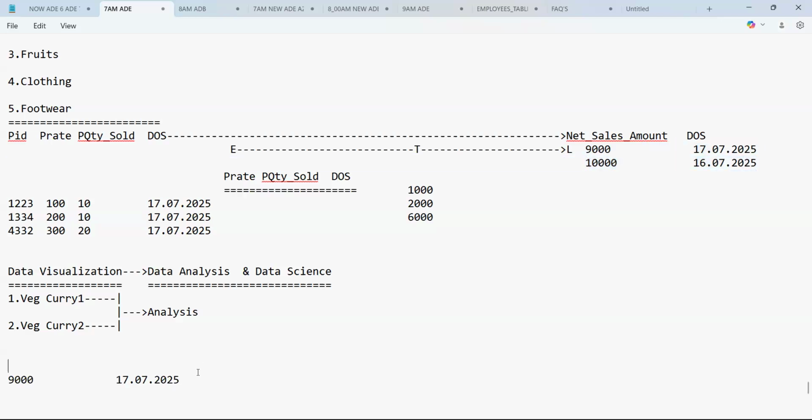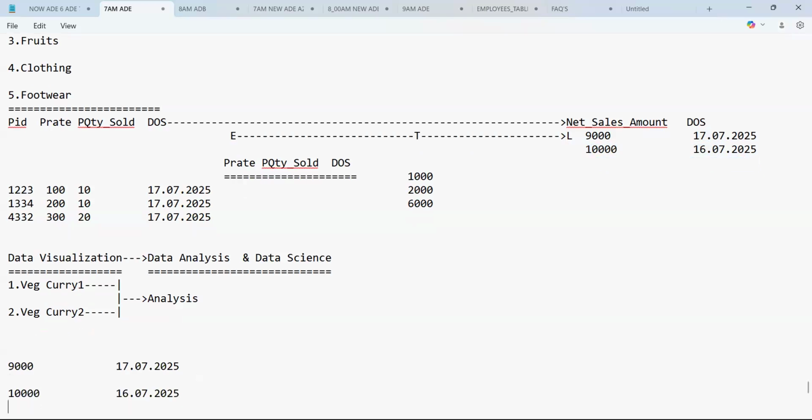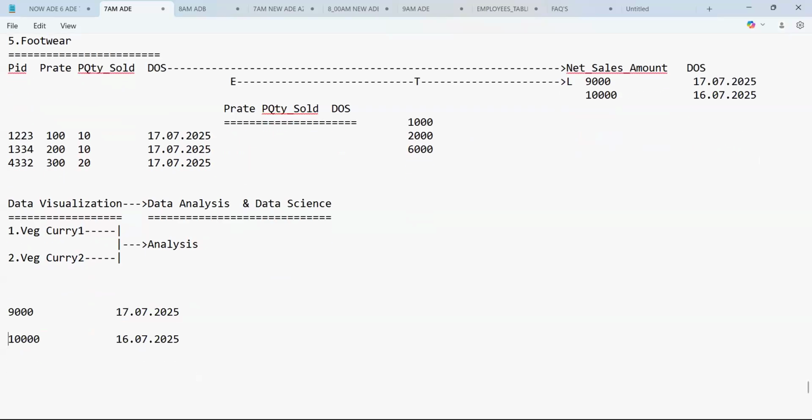And it's a matter of two lines. Simply you can say that the second line, that means 16th of July, has more sales than the 17th of July. Unknowingly, you are comparing. This is called data analysis. This process to rule out which day's sales is more is what we call data analysis.